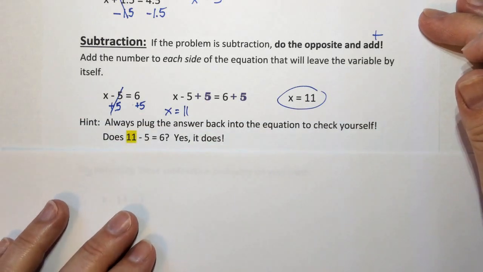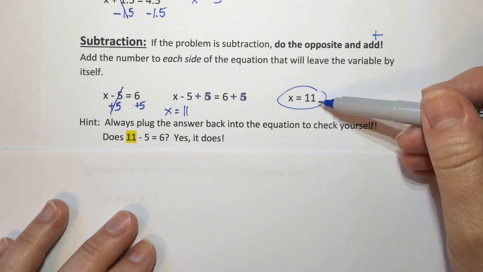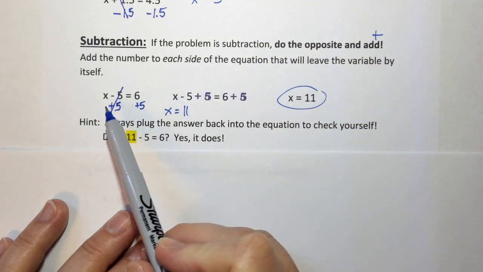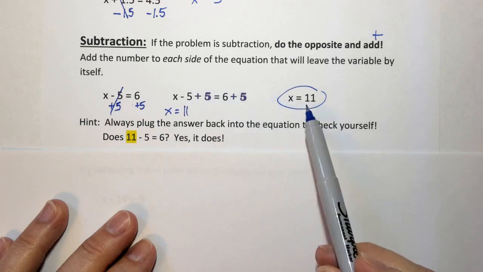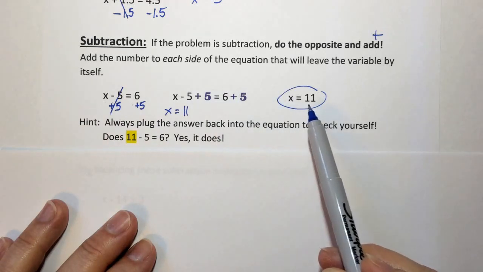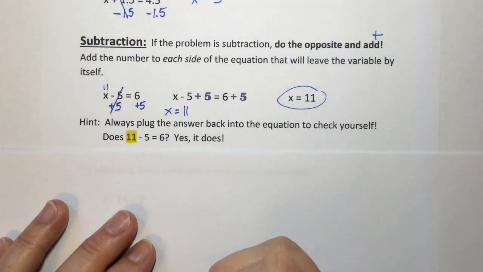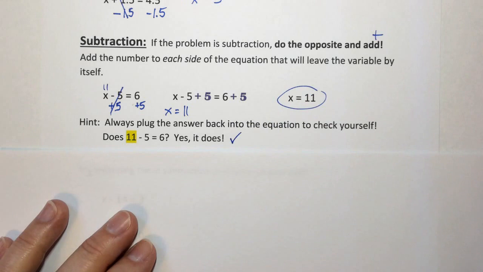And here's a hint. Always plug the answer back into the equation to check yourself. So if I think the answer is 11, just plug it back in. Plug it back into the original problem. X minus 5 equals 6. Instead of the x, if I put 11, let's read it and see if it makes sense. 11 minus 5 equals 6. And yes, it does. So I know I have the right answer.